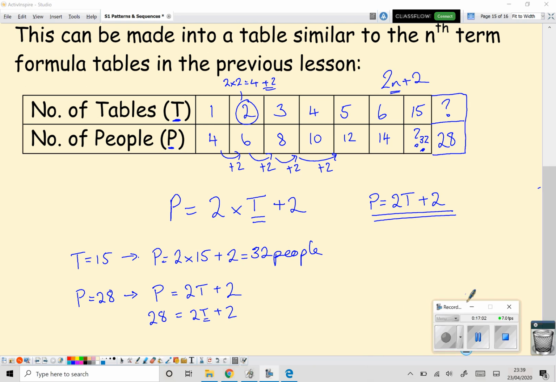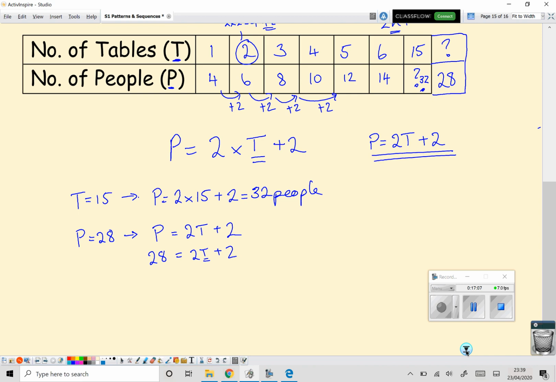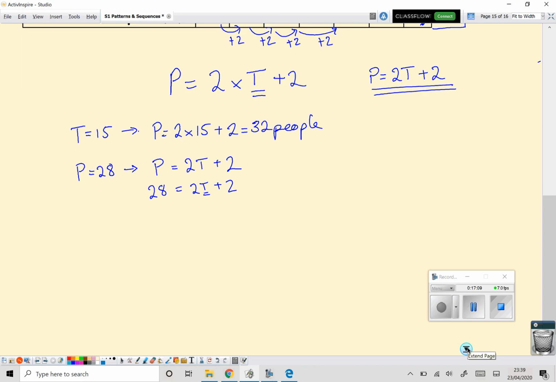Okay, so let's have a little look here at how we would solve this equation. Right, well, there are two ways of doing it.